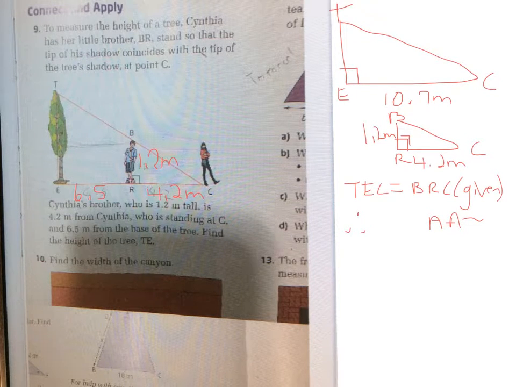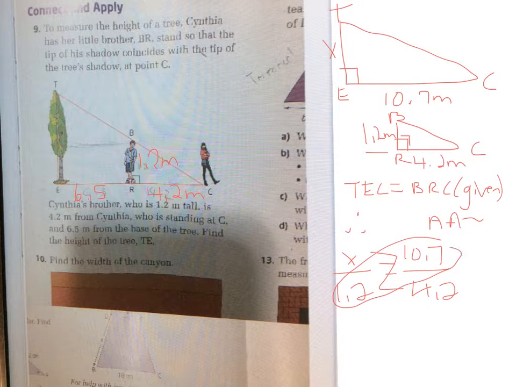Once you've proven that, again, it's just a really simple ratio. All you have to do is, what do they want? The height of the tree, right? So we'll call that x. So we're going to say x compared to 1.2 on the other triangle has to be the same as 10.7 compared to 4.2. And if we do the Z pattern like that, we'll get x equals these guys multiplied together divided by this guy, whatever that happens to be.